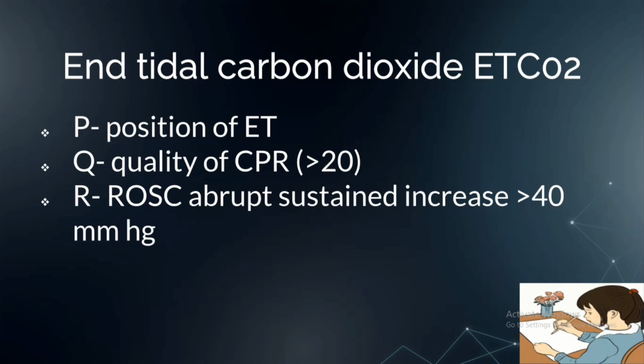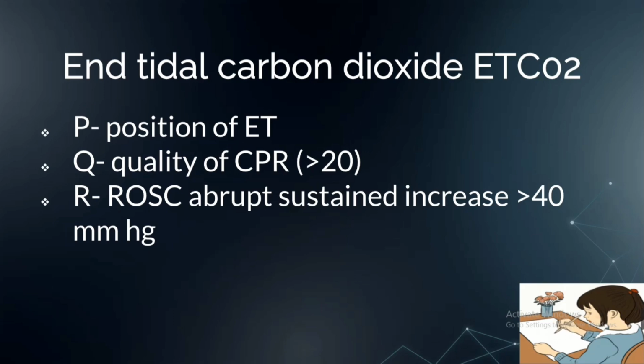Then we saw in the return of spontaneous circulation, it was written that there is an abrupt sustained increase to greater than or equal to 40 mm of Hg. If there is a return of spontaneous circulation, the rise will be abrupt, as in sudden, and then sustained. It will stay elevated at greater than or equal to 40 mm of Hg. The patient's ETCO2 will be normal.